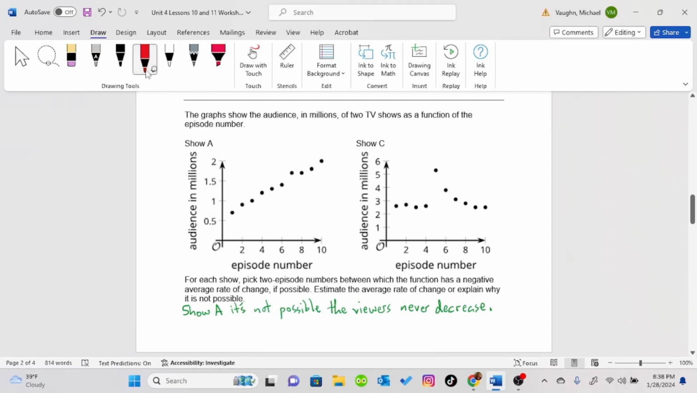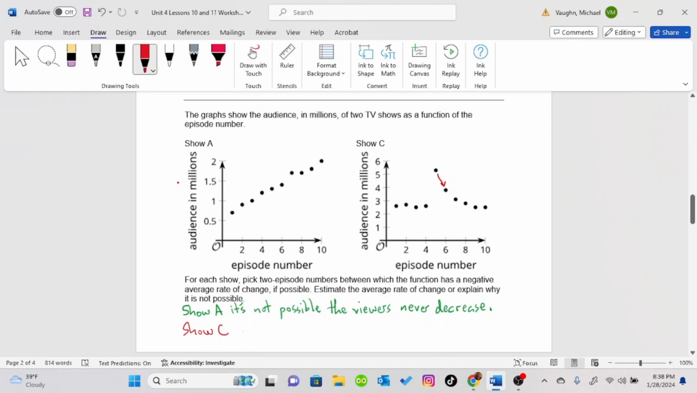Now, for show C, we see that we go up a little bit, down a little bit, up a little bit, up a lot. Then we come back down, down, down, down, and stay the same. So we could pick any 2 episodes where it goes down. I'm going to use the largest, which is right here, from episode 5 to episode 6.